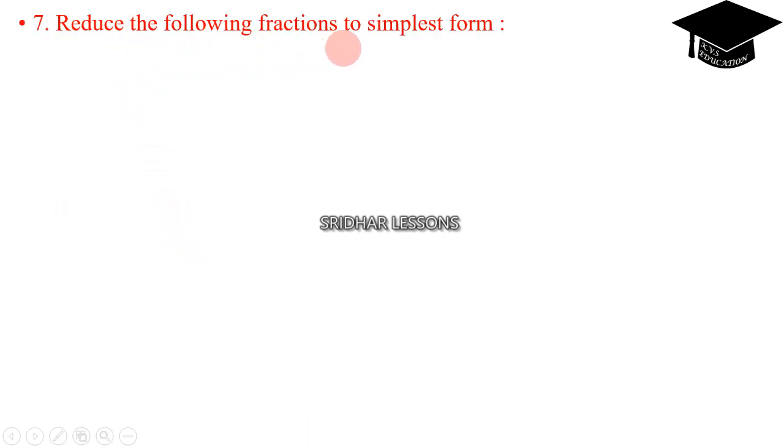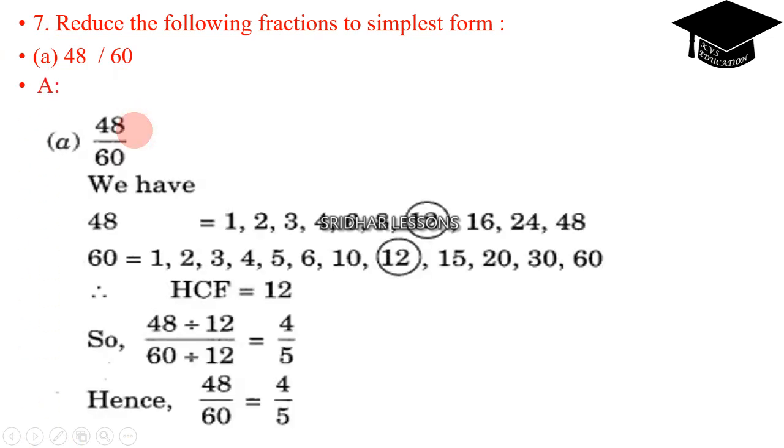Reduce the following fractions into simplest form. Seventh problem. 48 by 60. So we will write the factors of 48. They are 1, 2, 3, 4, 6, 8, 12, 16, 24, 48. Till 48 we have taken the factors. And similarly for 60, the factors are 1, 2, 3, 4, 5, 6, 10, 12, 15, 20, 30 and 60.